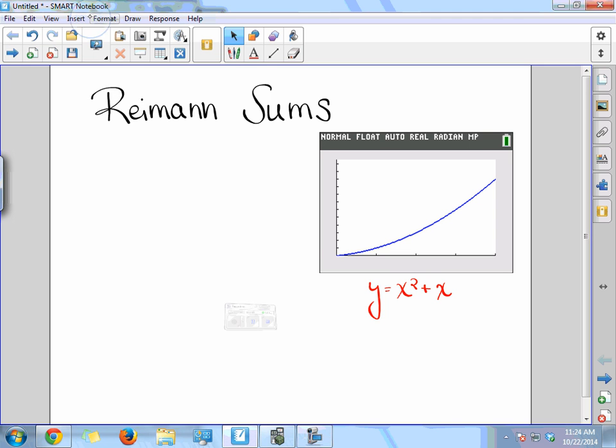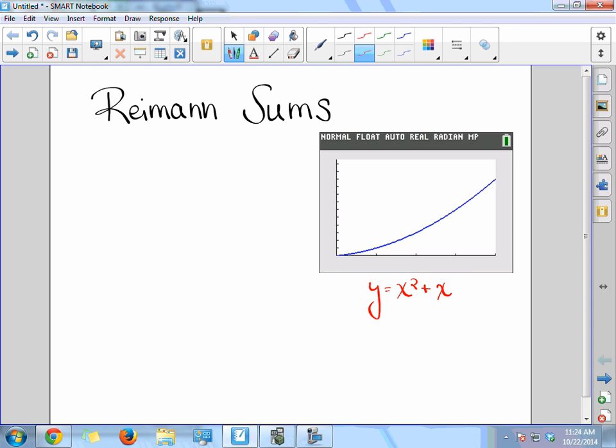All right, hey guys, we're going to talk today about Riemann sums. So you guys have learned how to calculate antiderivatives for pretty simple functions. And today we're going to talk about how the antiderivative relates to the area under the curve and how we can approximate that area using rectangles.